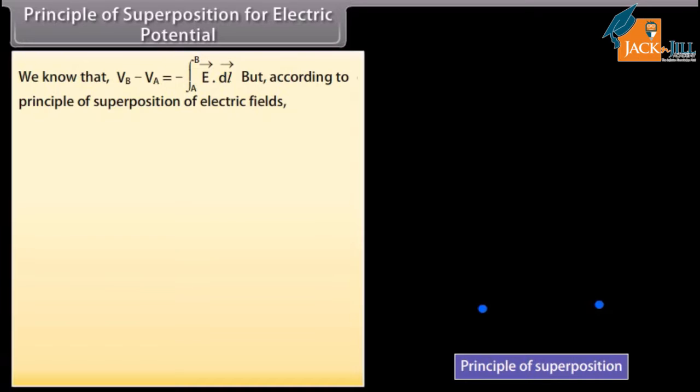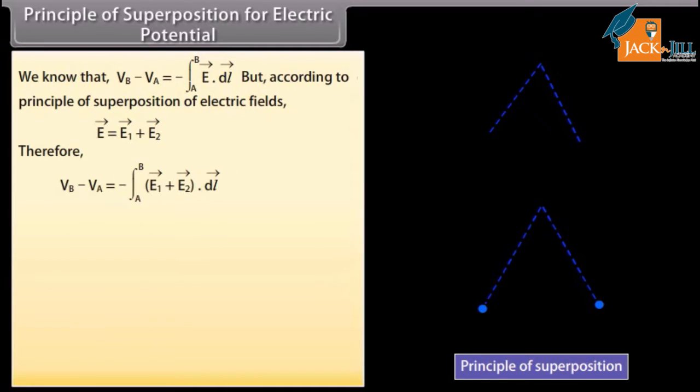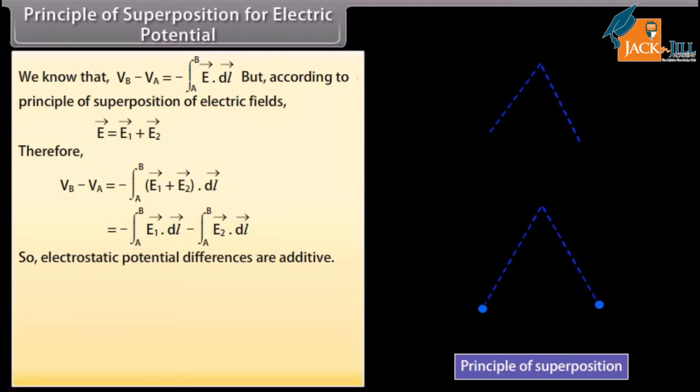But according to the principle of superposition of electric fields, E vector is equal to E1 vector plus E2 vector. Therefore, V_B minus V_A is equal to minus the integration from A to B of E1 vector plus E2 vector dot dl vector. So, electrostatic potential differences are additive.